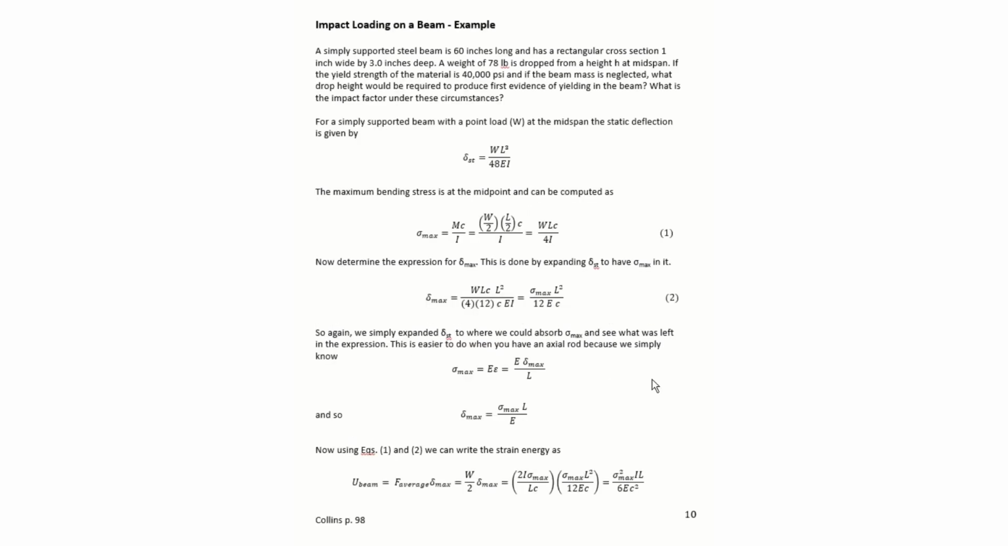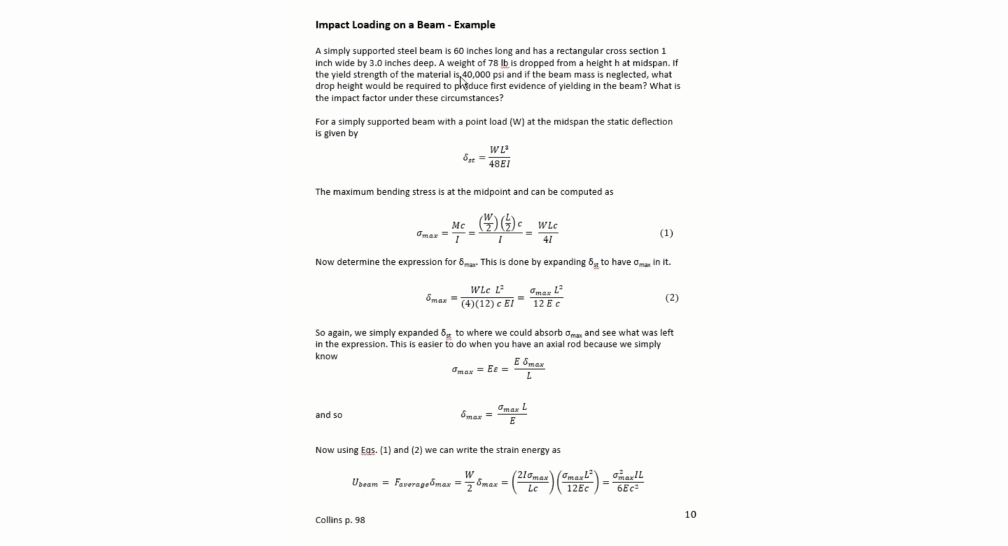Let's look at another example. This is impact loading on a beam. This is a simply supported steel beam, simply supported on each end. It's 60 inches long, and it has a rectangular cross section 1 inch wide by 3 inches deep. We're going to take a 78-pound weight and drop it from a height H at the midspan of the beam.